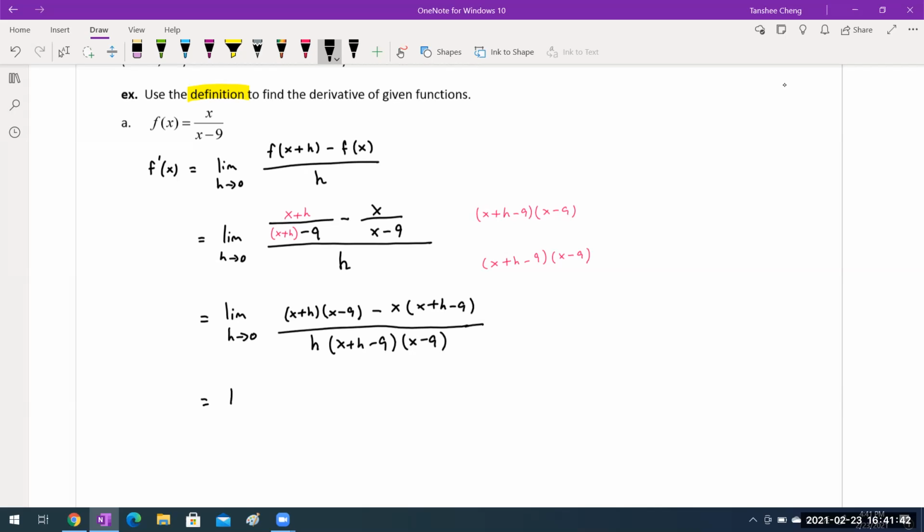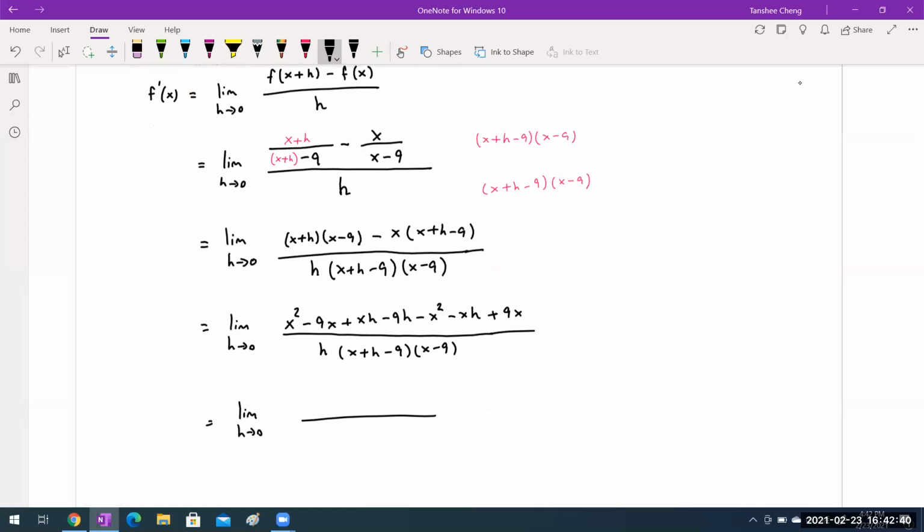So continue simplifying this. That will be the limit as h approaches 0 of, you're going to FOIL it, distribute it, right? And then the denominator, I'm going to leave it like it. So after I FOILed it and reduced like terms, x squared is gone, x plus h and then x minus h is gone, 9x and then minus negative 9x is gone. So therefore it's only left with negative 9h, right? And all over h, x plus h minus 9, x minus 9.